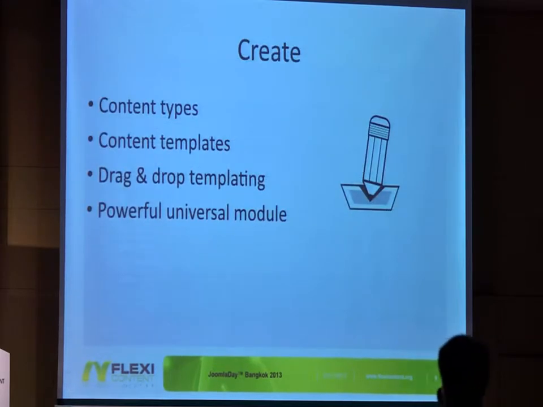Okay. So, creation. You can create content types. The most important notion introduced by FlexiContent is the content types. What is a content type? A content type is, for example, a blog post. A blog post is a content type. It has, let's say, an article field and a comment field under. It's such kind of content.